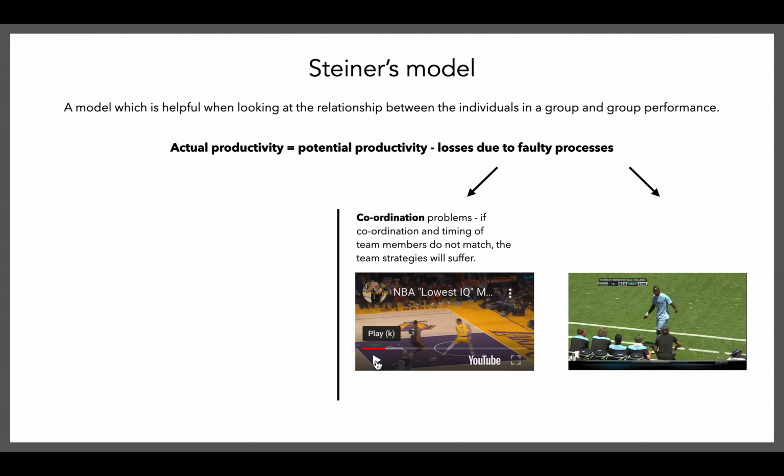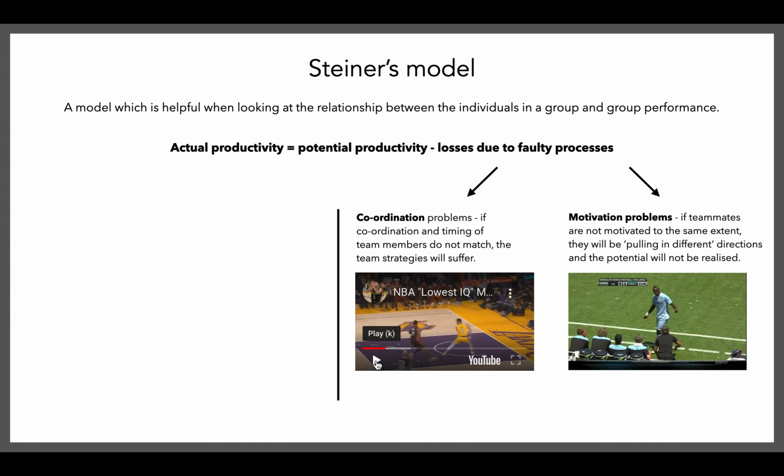Then we had motivation problems. So if teammates are not motivated to the same extent, they'll be pulling in different directions and the potential of the team will not be realised. So what that means is one player might just be there to play with their friends. The other players on the team are there to win. They have different motivations and that can cause an issue.